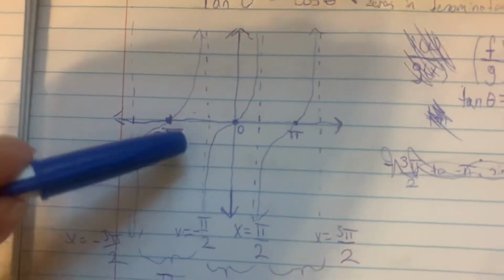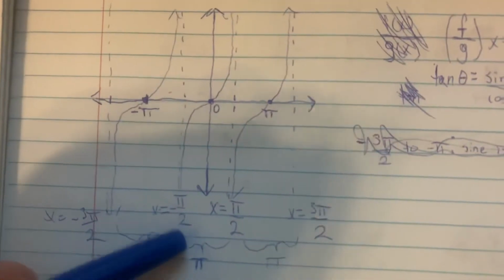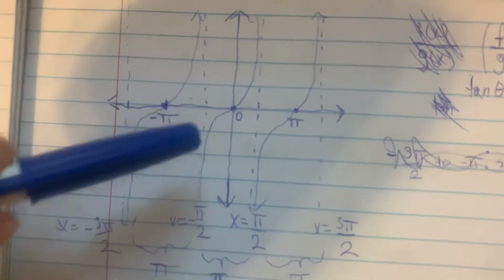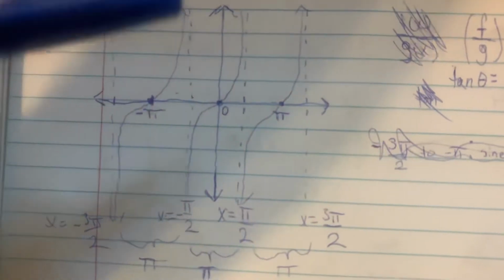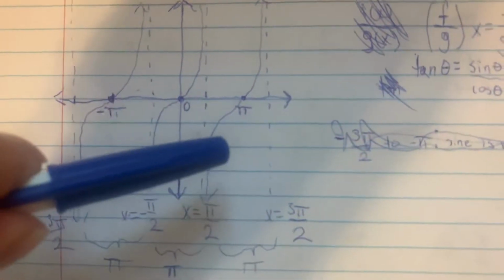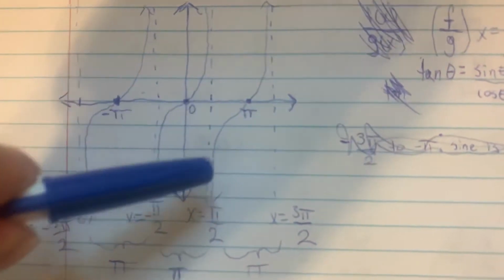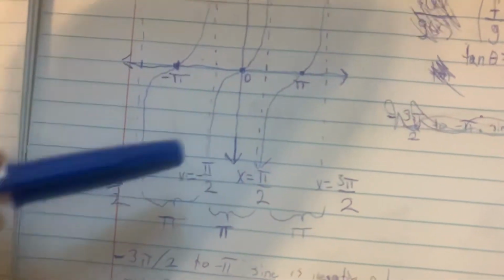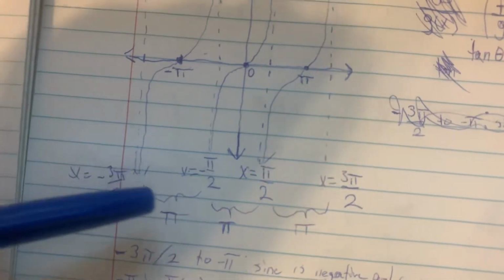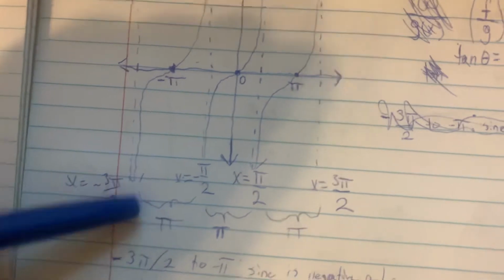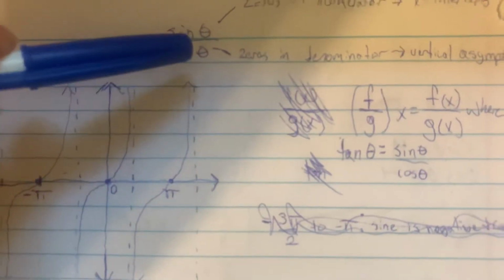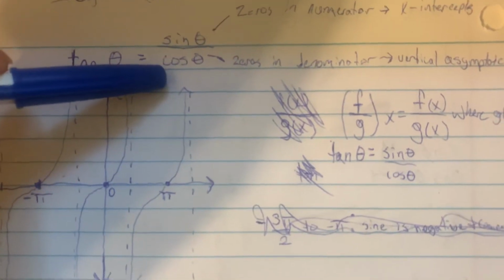So if we go on to the next period of pi, or the next two vertical asymptotes here, the graph repeats itself once again, and then we go on to the next vertical asymptotes. It repeats itself again and again. So between every vertical asymptote gives us a period of pi. Vertical asymptotes are dictated by zeros in the denominator.